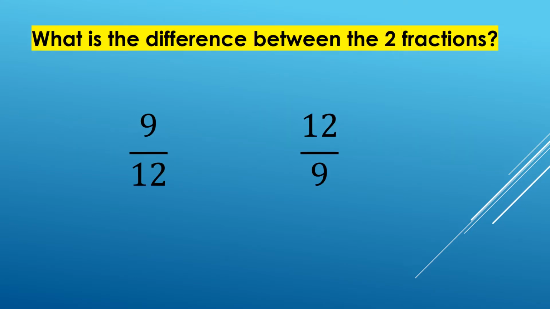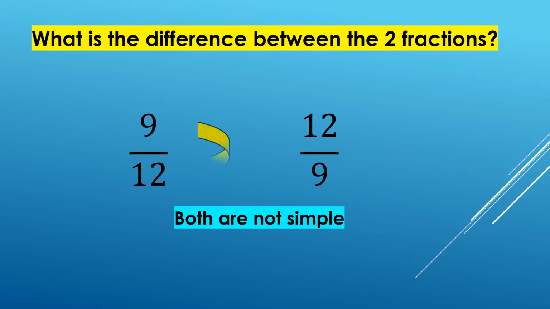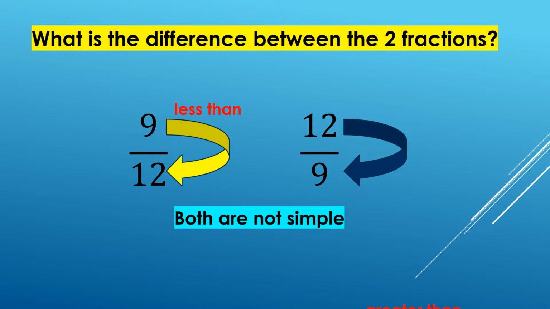Now let me ask you this question. What is the difference between these two fractions? Take a closer look. Very good. Most of you noticed that both of these fractions are not simple. Yes, they are not. But in the first fraction, you could notice that the numerator is less than the denominator, right? What about the second one? The numerator is greater than the denominator. And in this case, we call this fraction an improper fraction. Excellent.